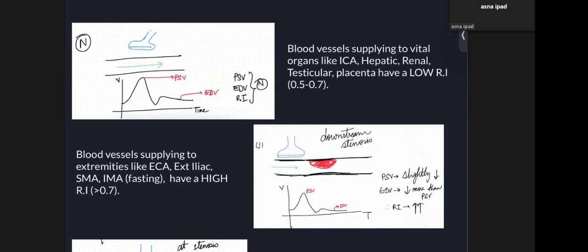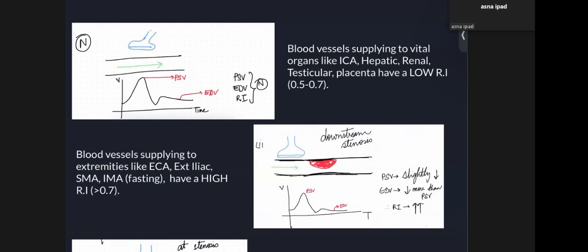And RI depends on the vessel and on the organ that the vessel supplies. So blood vessels supplying vital organs like ICA, hepatic, renal, testicular, and placental have a low RI, like 0.5 to 0.7. Why? Because they need a continuous supply of blood. The end diastolic flow should be more, so that the organ receives the blood that it needs.